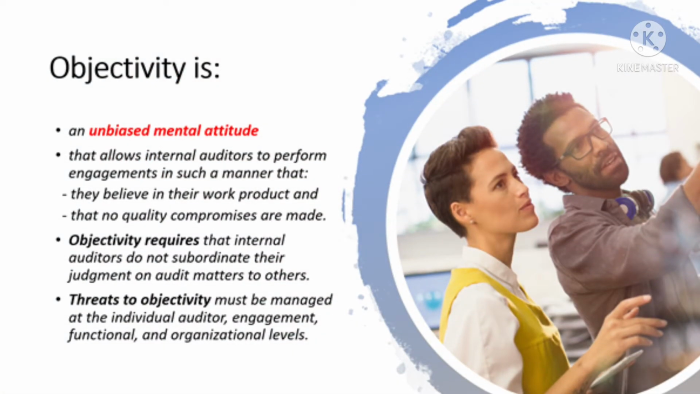Objectivity. Objectivity is an unbiased mental attitude that allows internal auditors to perform engagements in such a manner that they believe in their work product and that no quality compromises are made. Here it is very important to understand that objectivity requires that internal auditors do not subordinate their judgment on audit matters to others. So they have to be unbiased. Threats to objectivity must be managed in the same manner as for independence, that is, at the individual auditor level, engagement level, functional, and organizational level.